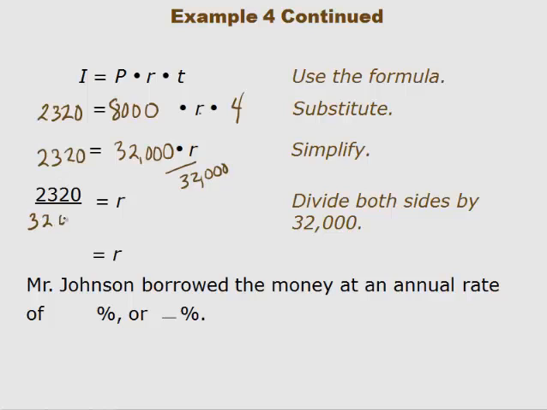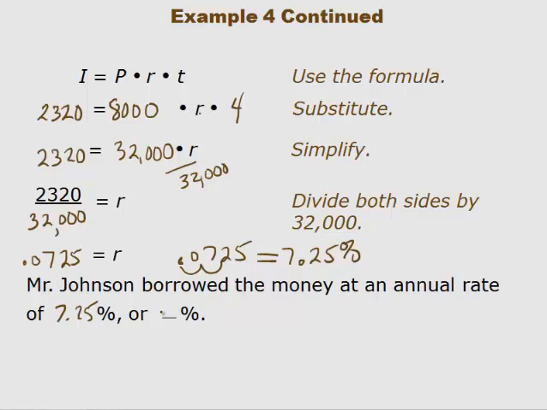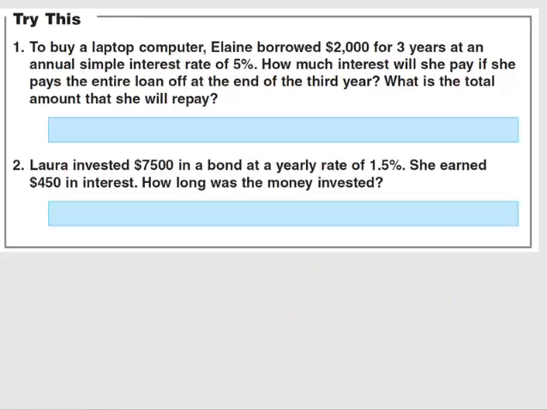So we have 2,320 divided by 32,000. Divide this out, you get 0.0725, which means that's our decimal. Move it over 2, so it's 7.25%. So Mr. Johnson borrowed the money at an annual rate of 7.25%, or 7 and 1/4 percent, if you want to make your 0.25 into a fraction. Try these two, try this, and we'll talk in class tomorrow.